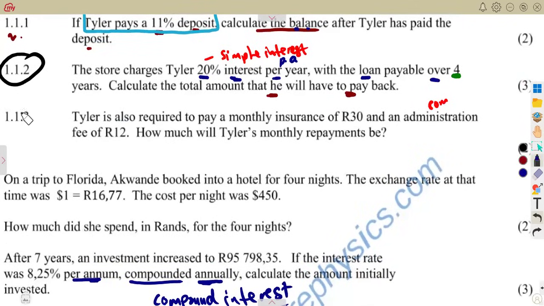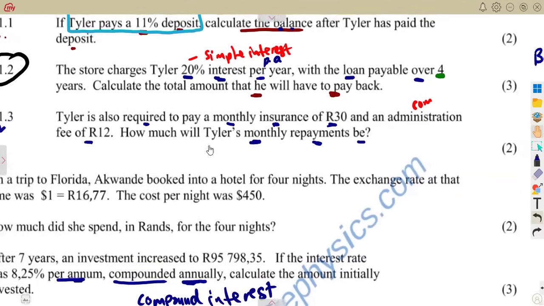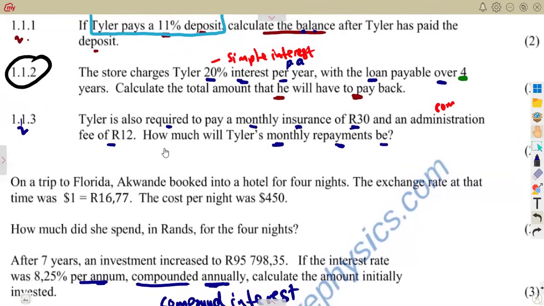Okay, let's move on to another question. 1.13. We are given that Taylor is also required to pay a monthly insurance of 30 Rand and an administration fee of 12 Rand. How much will Taylor's monthly repayments be? Monthly repayments. Let's just start with this one. Monthly is supposed to have an insurance of 30 Rand and an administration fee of 12.